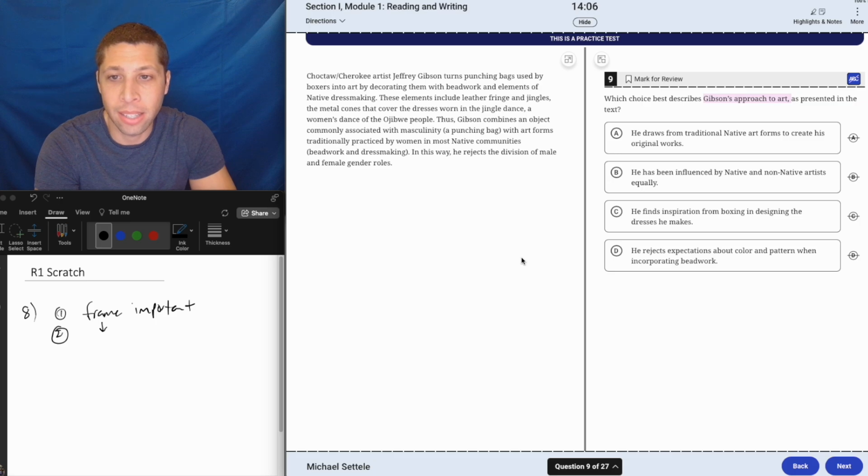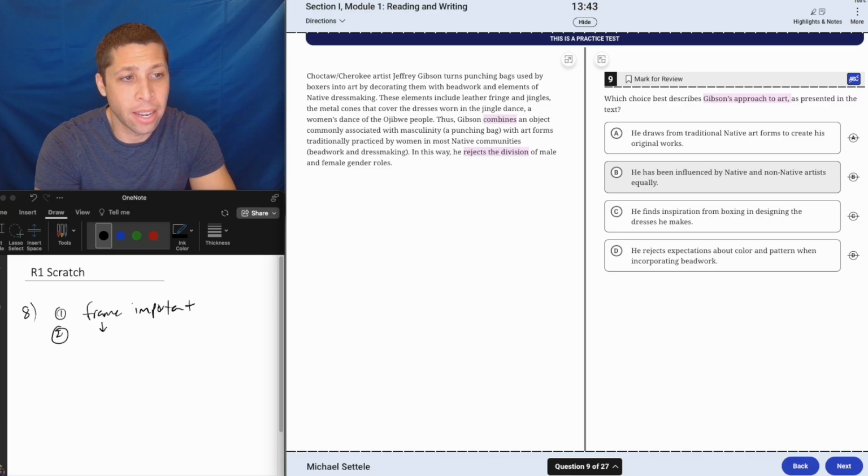Thus, Gibson combines an object commonly associated with masculinity, with art forms traditionally practiced by women in most Native communities. In this way, he rejects the division of male and female. So he's combining things, he's rejecting a division. So anything that's about mixing things. He draws from traditional Native art forms. Yes, he does, I guess. But that doesn't seem to be the main point.